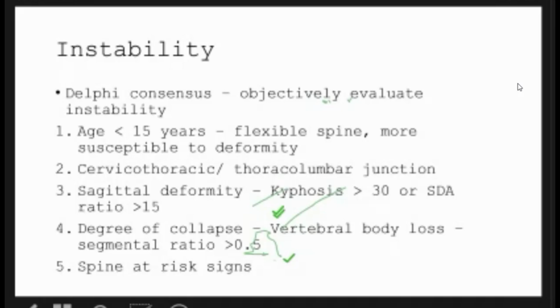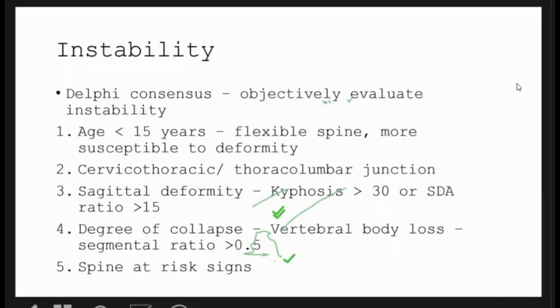And very recently, in 2023, a spinal surgeon by the name of Dr. Rajasekharan from India and a whole bunch of spine surgeons got together and came to a consensus about what elements are most important to say whether a spine is unstable in case of TB. They call it the Delphi consensus. These are the 5 elements they thought were most important.